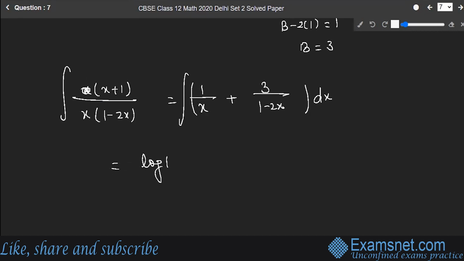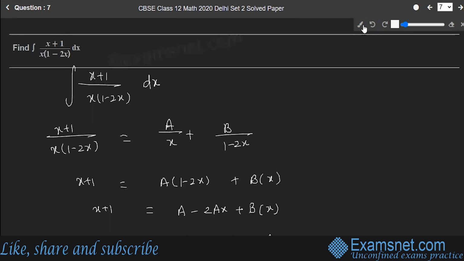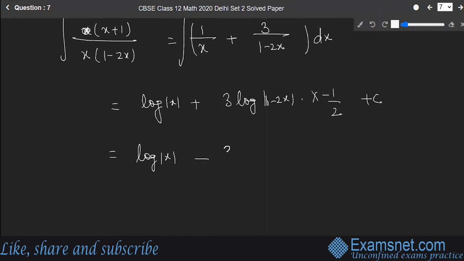This will be given by log of x plus 3 log of 1 minus 2x into the integral of 1 minus 2x, which will be written as minus 1 upon 2, plus the constant c. So this is equal to log of x plus, this is actually minus 3 by 2 log of 1 minus 2x plus c. This is the answer to the question. Hope you understood that. Let's move to the next question, number 8.